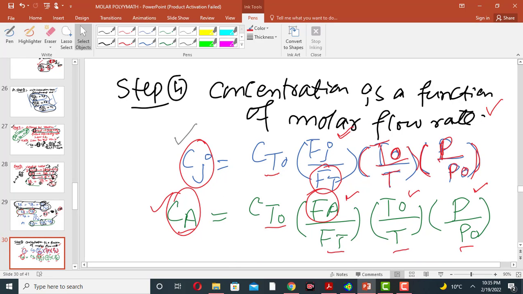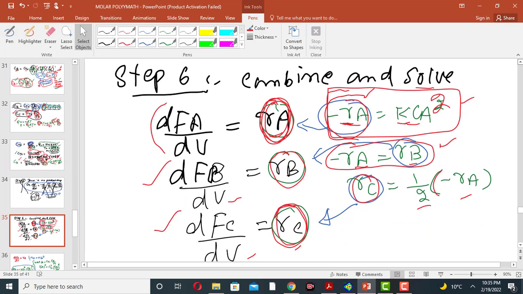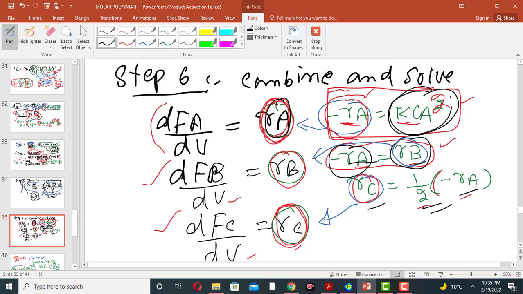So you can use the rate in this place. Minus RA is equal to RB, and RC is equal to minus RA divided by 2. So in place of RA, use this equation. In place of RB, you can use minus RA, and minus RA is equal to this one. In place of RC, you can write minus RA divided by 2, and minus RA is this one only divided by 2. So you will get dFC divided by dV.